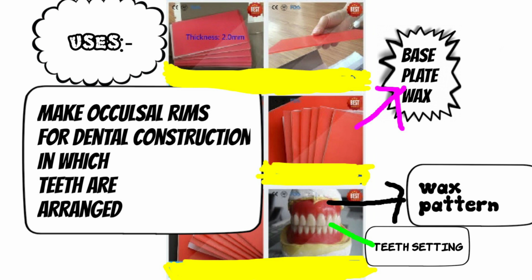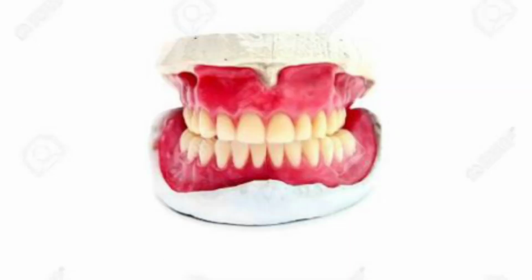These waxes are used for making the occlusal rim where we have to arrange the teeth, for the teeth setting.